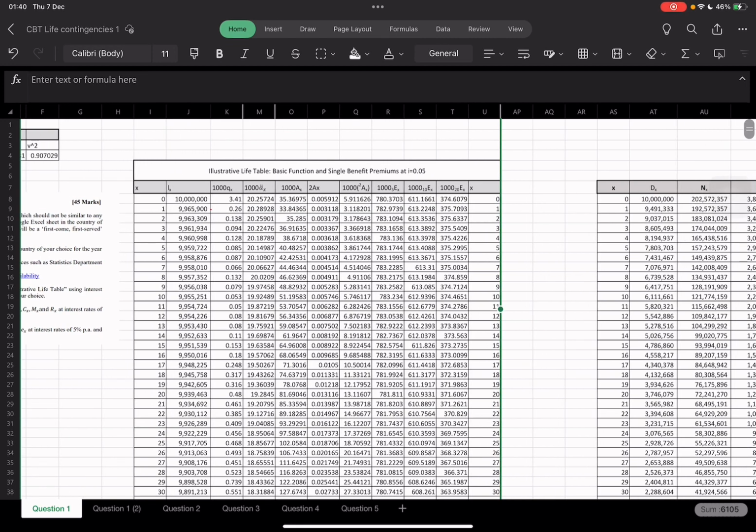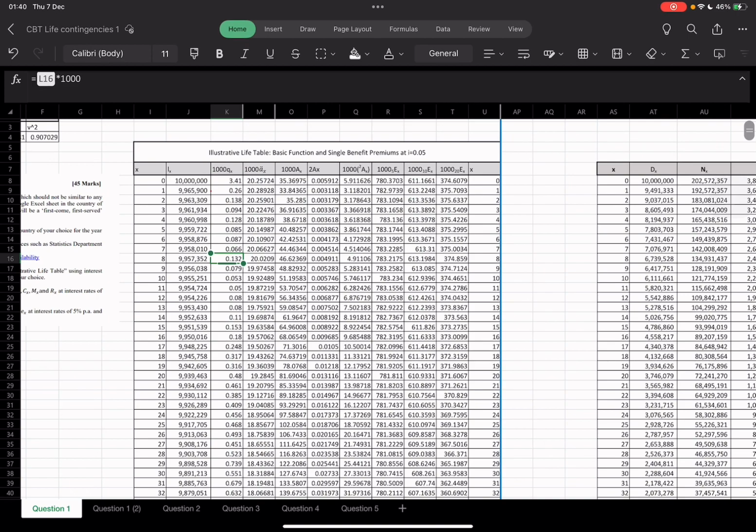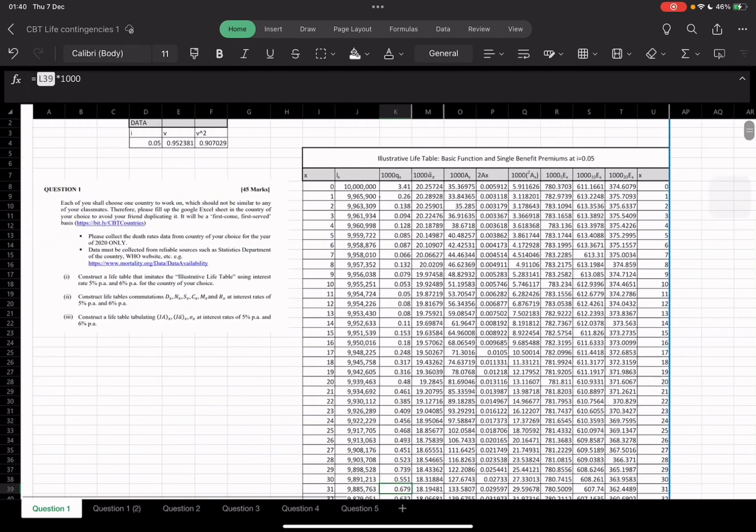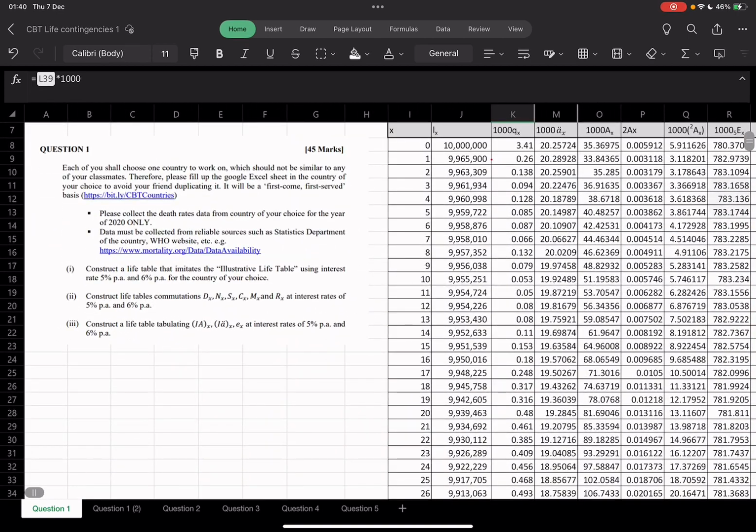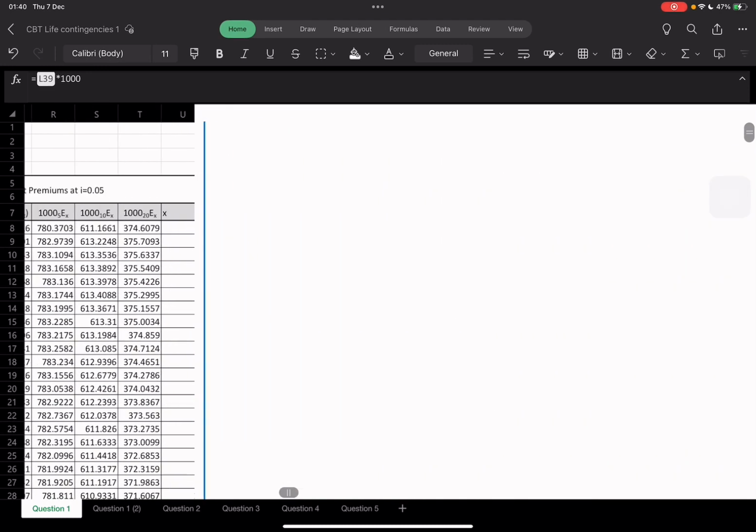After we have the column, we will get what looks like an illustrative life table, but with the data of the country of Hungary. Next, we are going to construct the life table commutation Dx, Nx, Sx, Cx, Mx, and Rx at interest rates of 5% and 6%. We will do 5% first.